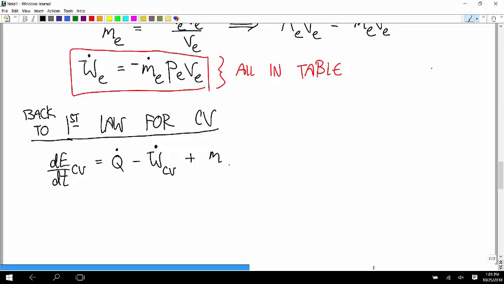So this is mi dot times the quantity. What do we have in here? Specific internal energy at the inlet plus speed at the inlet squared over 2 plus GH at the inlet.